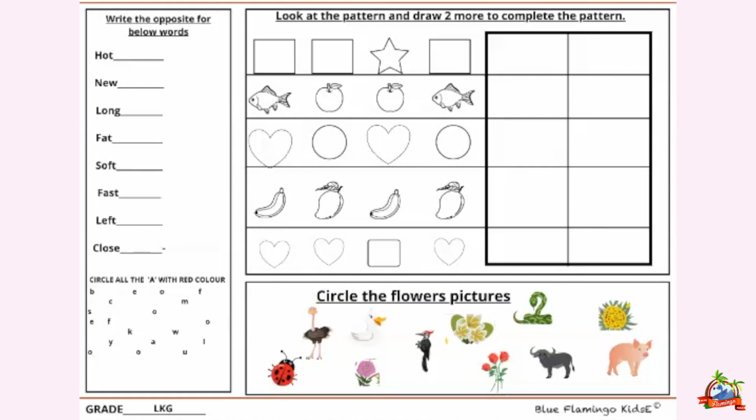Circle all the letter A with red color. Okay, now what you have to do is you have to circle the letter A with red color. Red color से आपको सारे letter A को यहाँ पे circle करना है. Okay, in the second question of English, you will find out all the A's in the grid. इस यहाँ पे जितने भी letters दिए हैं इसमें जितने भी letter A दिए हुए हैं वो आपको red color से circle करने हैं. Understood?